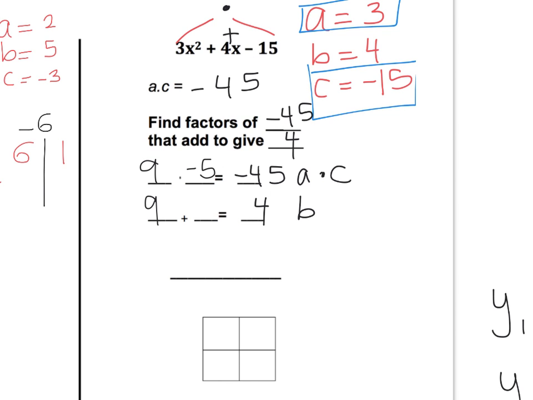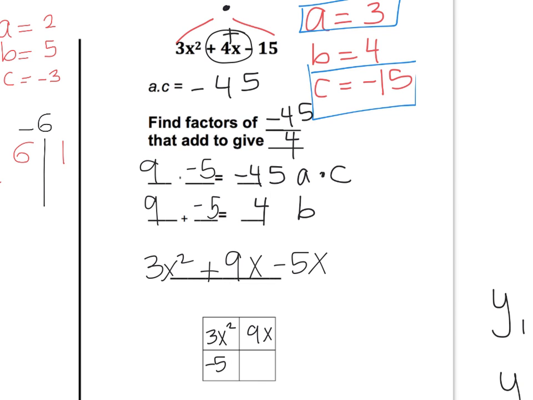9 times negative 5 is a negative 45. 9 plus negative 5 is a 4. Now once I find those two numbers, I need to split the middle term into those two numbers. So I copy the first, turn down, and I fill one part of the box with that. I split the middle term 4x into plus 9x and minus 5x, and let's put those in the box as well. It doesn't matter if you switch those two, okay?